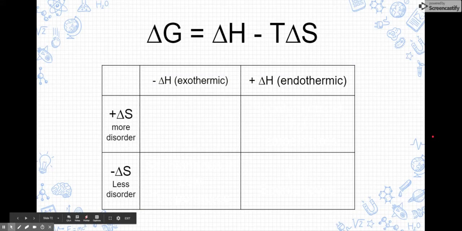All right, let's talk about this Gibbs free energy equation and what happens when we change different values of it. Besides actually doing calculations, we might just need to look at what's happening in a reaction and speculate what's happening to delta G. Take some time to draw this in your notebook. You might actually want to pause the video and take time to finish drawing this table. We're going to go ahead and continue on talking about each piece.